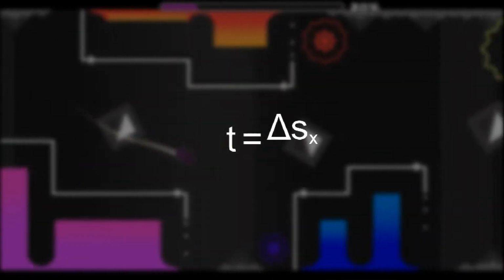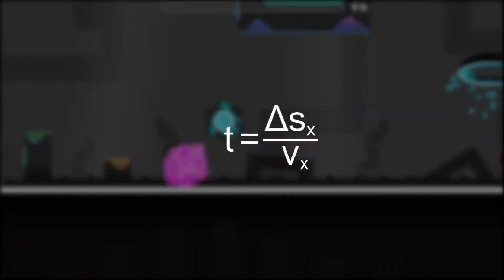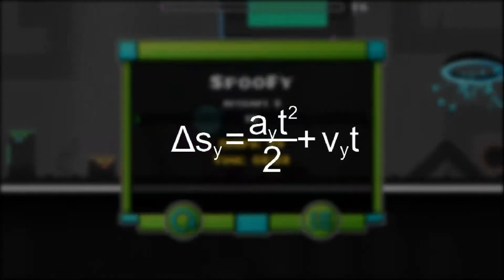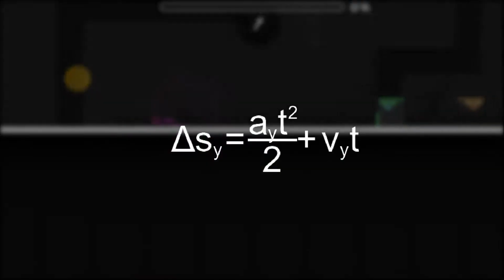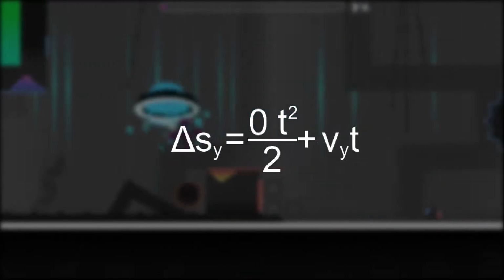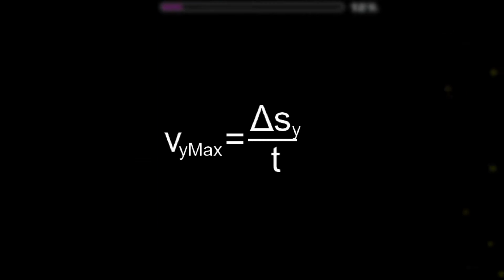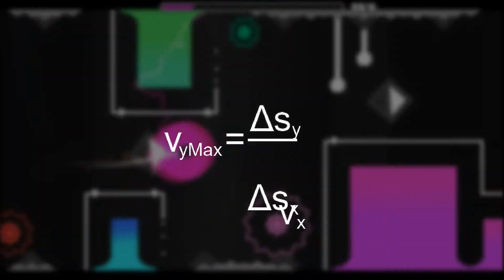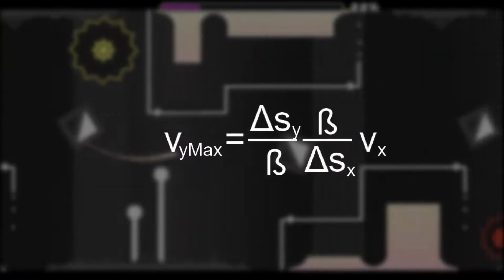The first equation is t is equal to delta s sub x divided by v sub x. For the second equation, all we need to do is look at the y component of displacement. Since the object would have reached terminal velocity, the acceleration would be zero. So, after doing some algebra, we find that the terminal velocity is equal to delta s sub y divided by t. Substituting the first equation into the one we just derived interestingly tells us that we don't actually need to use the relative scale formula to convert pixels to blocks.